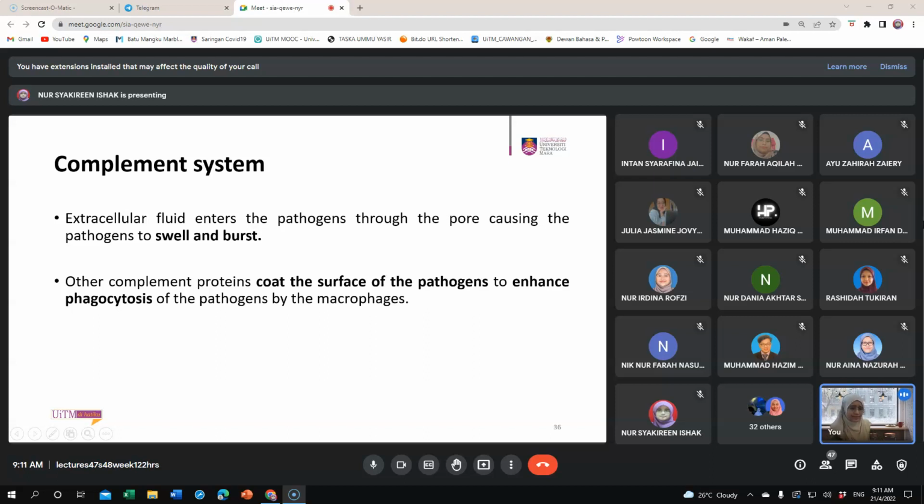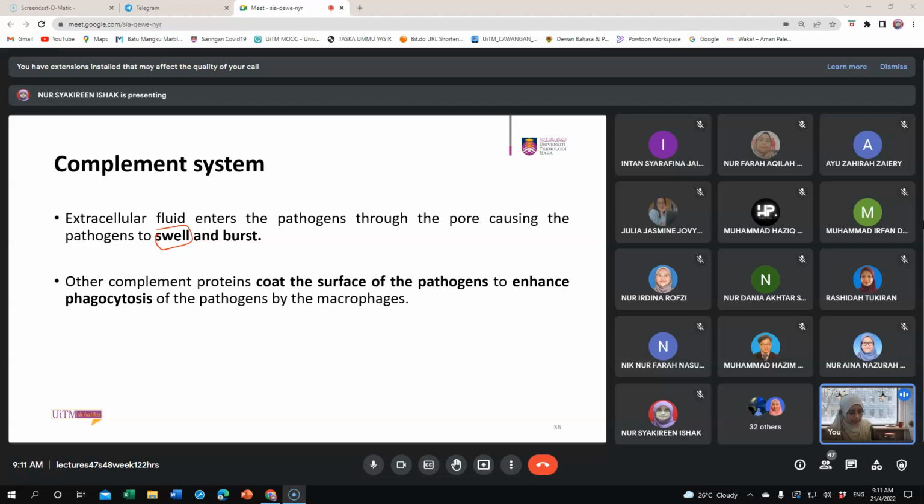Burst and lyse are the same thing. We wanted to say the word swell just now. Swell and then burst. So extracellular fluid enters the pathogen through the pores, causing the pathogen to swell and then burst. Other complement proteins coat the surface of the pathogen to enhance phagocytosis of the pathogen by the macrophage.